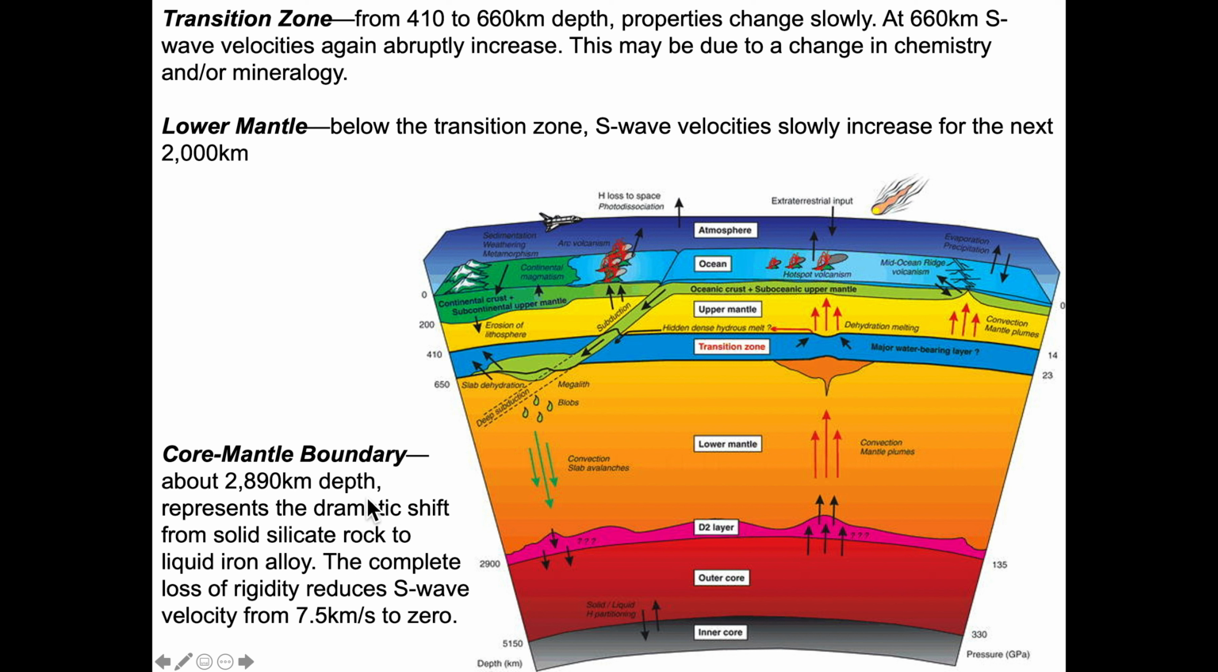And here at the core mantle boundary, we see a very dramatic change from solid silicate rock, predominantly, to a liquid iron alloy. The complete loss of rigidity at this boundary reduces the S-wave velocity from 7.5 kilometers per second to 0. And that's because S-waves cannot travel through a liquid.